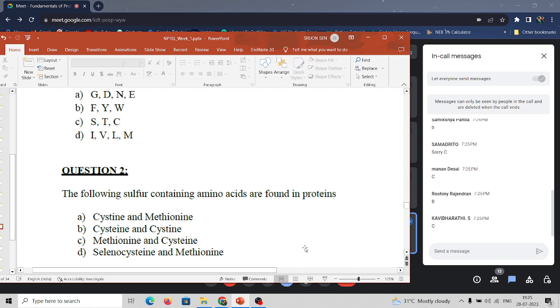C, B, C, C, B. So people are confused between B and C. So one is cysteine and cystine. Achha, any one of you can tell me what are the differences between these two? What is the difference between these two, cysteine and cystine?